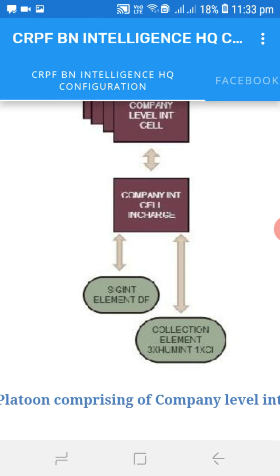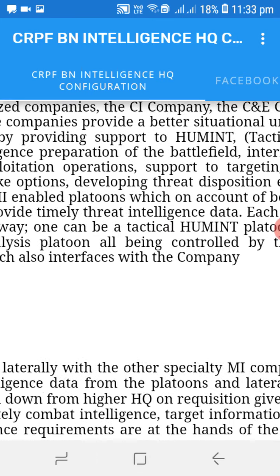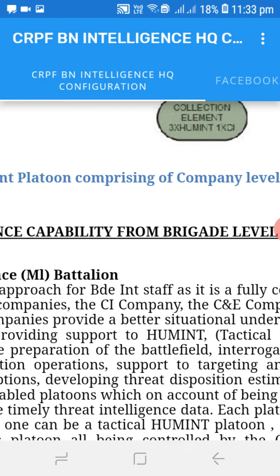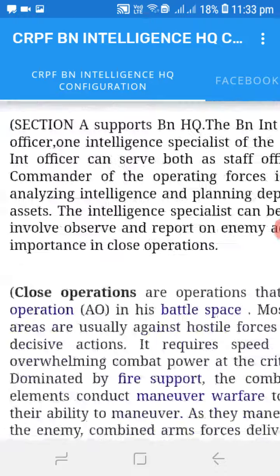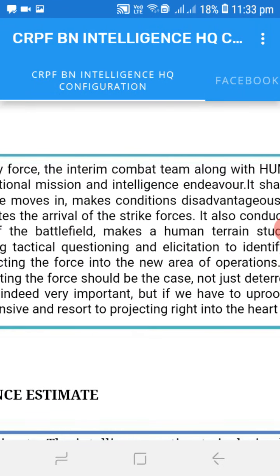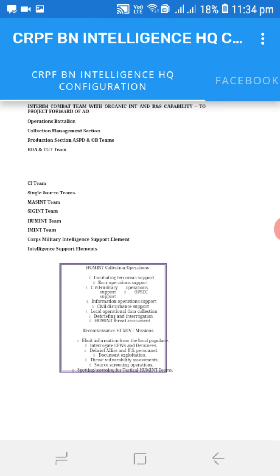For CRPF, I'll use standard CRPF personnel. So this is one diagram. Then again we come down to pushing down int capability to brigade level. So this book contains in detail everything you want to know. But this manual is meant for the army. It's a detailed human collection manual. But from here I will teach the soldiers for the CRPF. I'll go back.